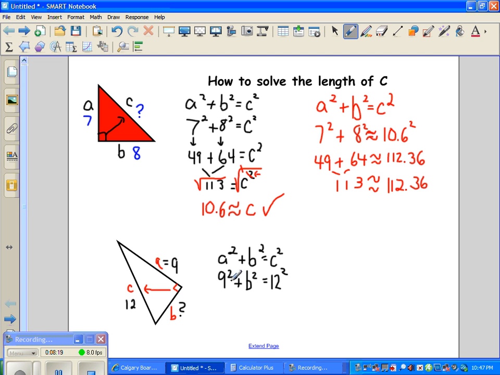Next step, just like above, take the 9 squared and solve it. 9 times 9 is 81. I can't solve B because I don't know the data yet, so it stays in the equation. And I can figure out the calculation for C squared. 12 times 12 is 144.